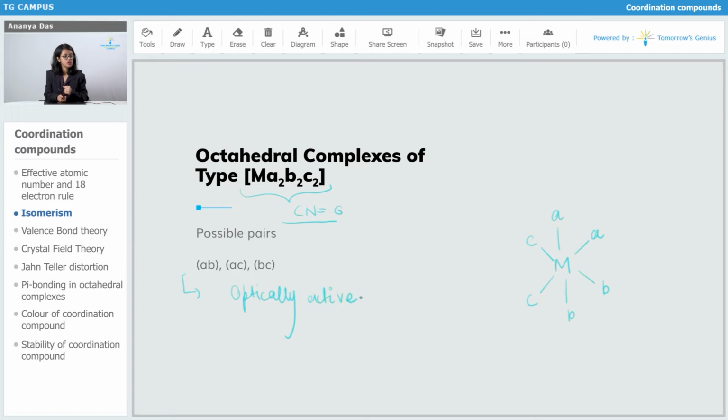Now let's go to the next one. This is the next possible pair. In this, A is trans to A, B is trans to C, B is trans to C. In this, what is happening? The same ligand is trans to each other. A is trans to A. Moreover, 2 trans pairs are getting repeated. There is BC and then there is again BC. So this is optically inactive.